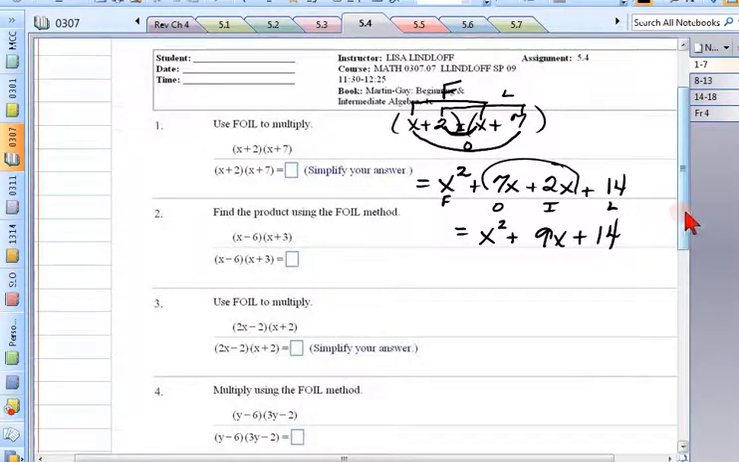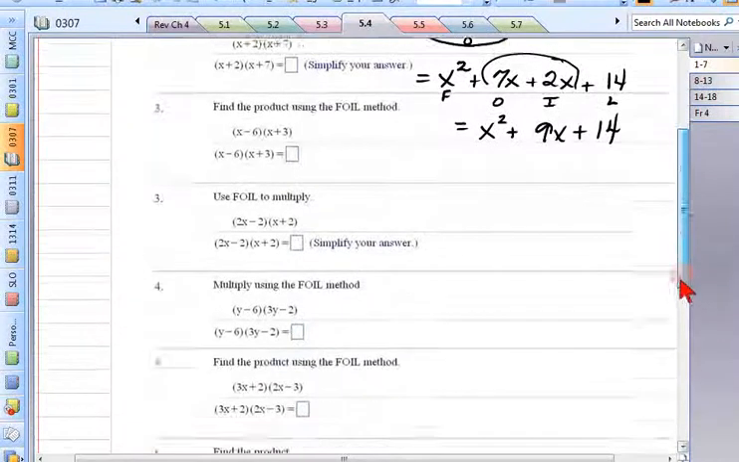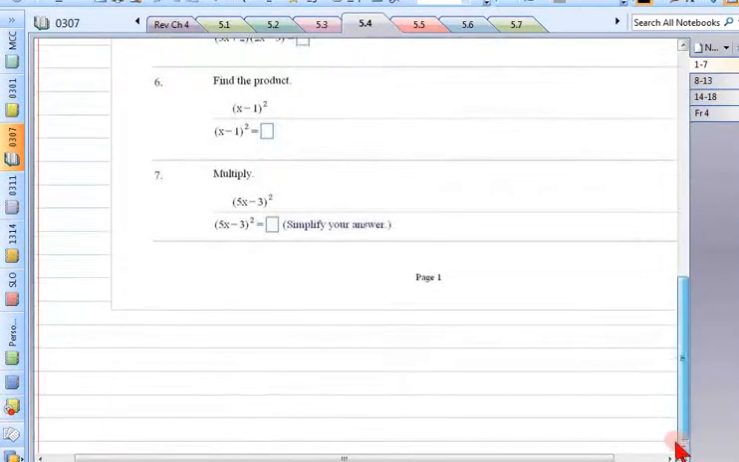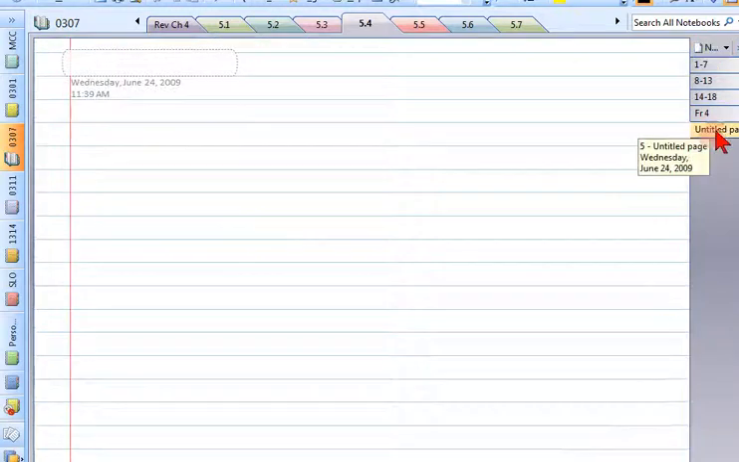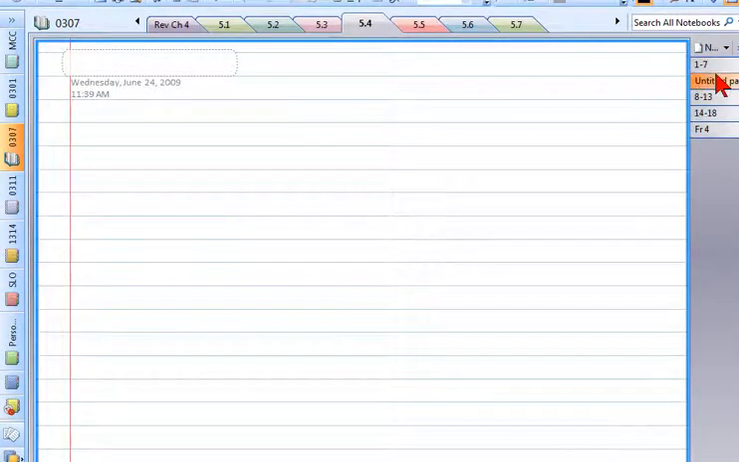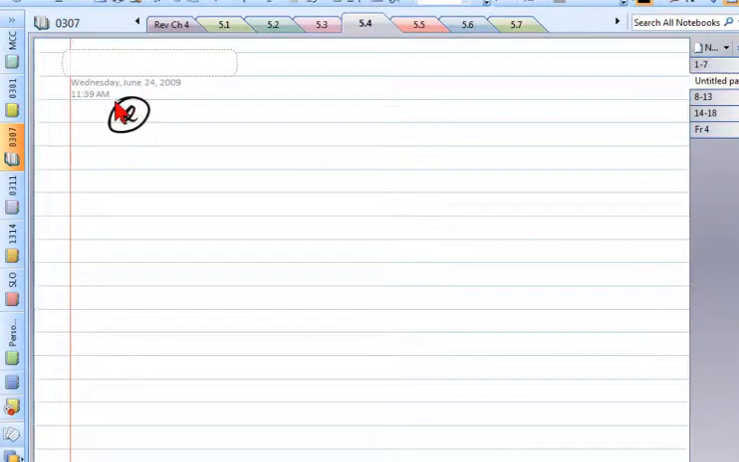Now, I'm going to go ahead, because I realize I'm going to make a big mess writing too large. I'm going to go to a new page. And I'm going to just copy down the problems. Binomial times binomial.